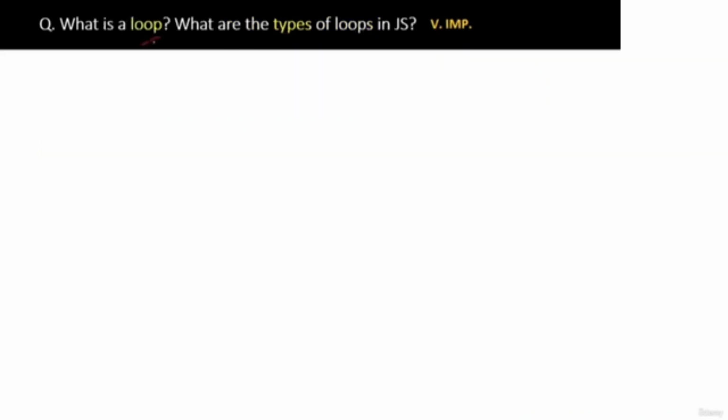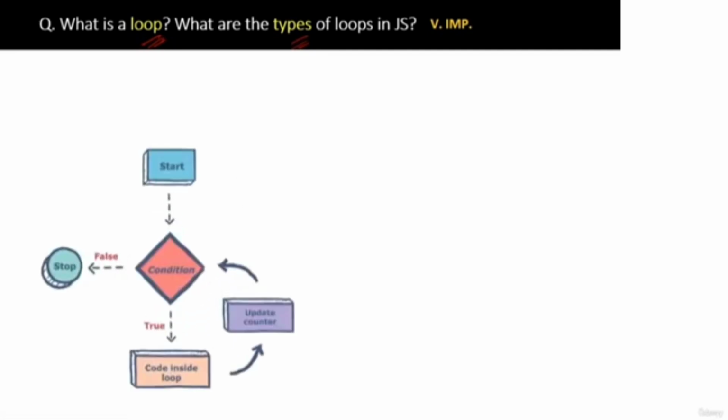What is a loop? What are the types of loops in JavaScript? Very important question. Let's quickly see the loop diagram. See, when the loop starts and the condition is true, then code inside the loop will execute and the counter will be updated. Again, if the condition is true, then the code inside the loop will be executed again and again. That's why we call it a loop. Once the condition is false, the execution will exit the loop.